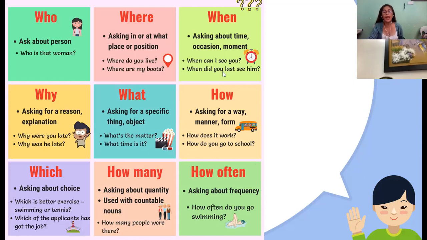Again, when is about asking time. It's about asking the occasion. It's about asking the moment. Mostly it talks about time. When will you go to the Philippines, Uyen? I will go to the Philippines, teacher, 5 years from now. Okay, that's when. So 5 years from now is the answer for the question word when.